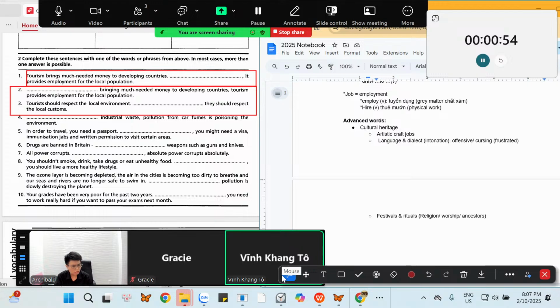Also, handicrafts, including pottery, textiles, and wood carvings, generate income for artisans when sold in markets and cultural centers.